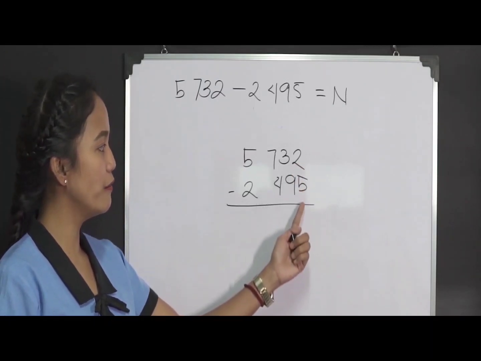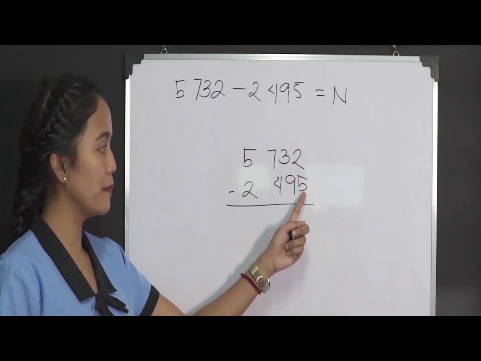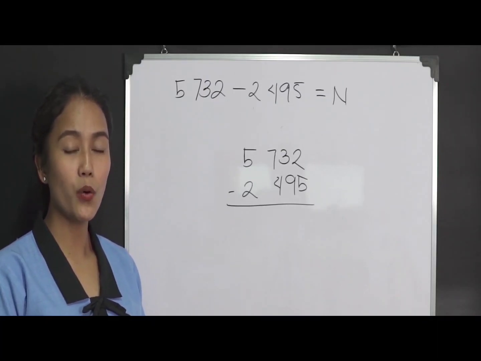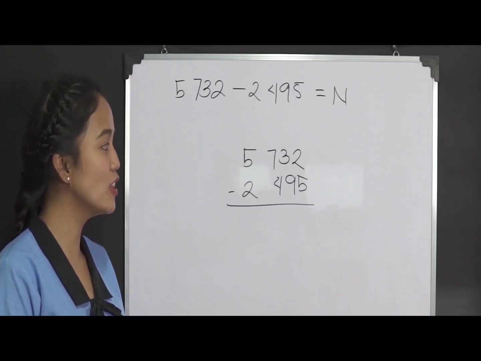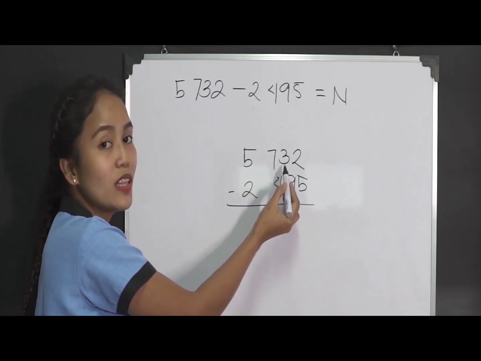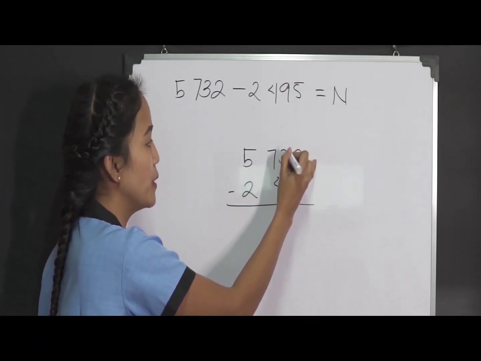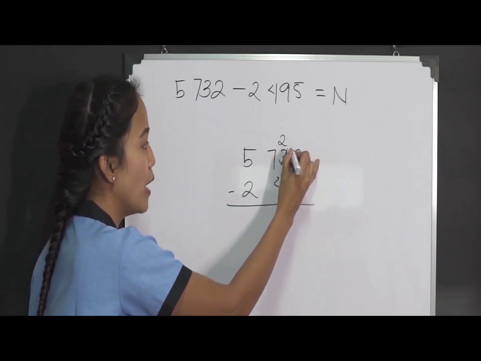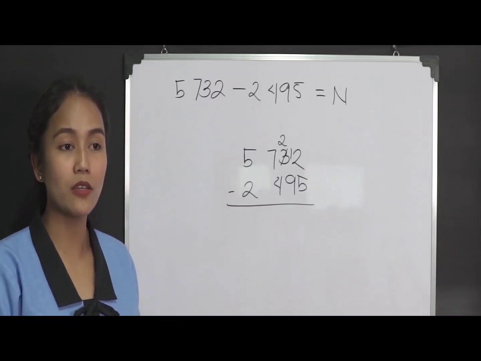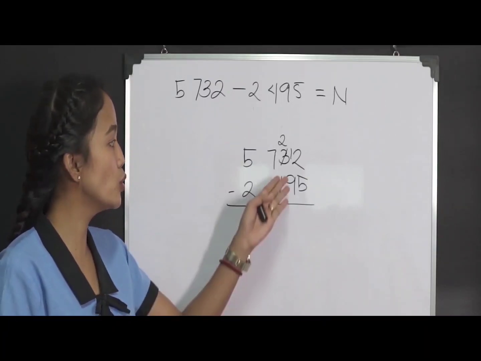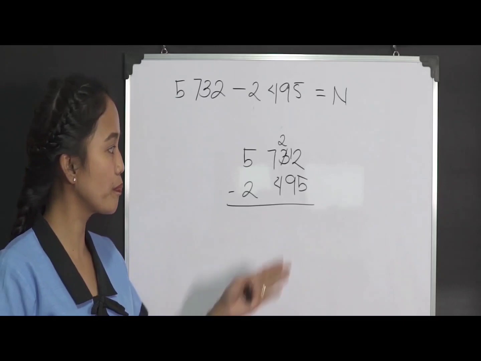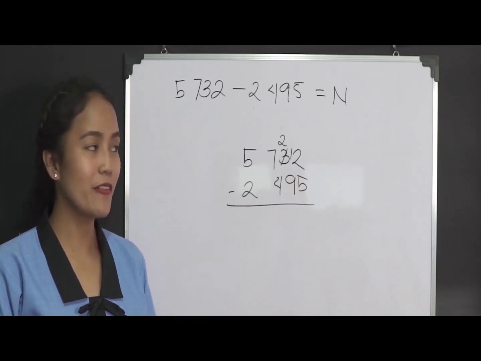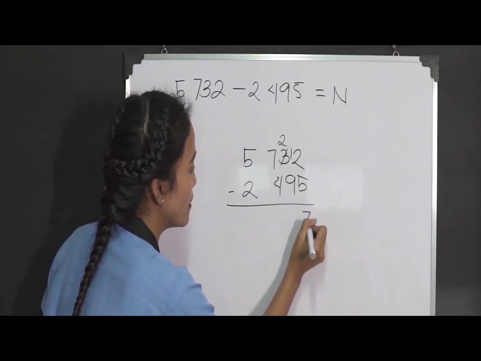Subtract the ones column first. 2 minus 5. Can we subtract 5 from 2? No, we cannot. Again, we need to regroup 1 ten into 10 ones. So 3 will become 2. Write 2 above 3 and write 1 beside 2. So this shows that we now have 12 in the ones column. 12 minus 5 is equal to? Very good. It is equal to 7.